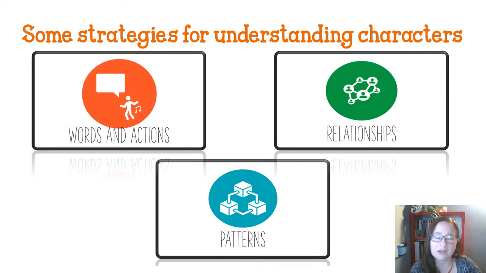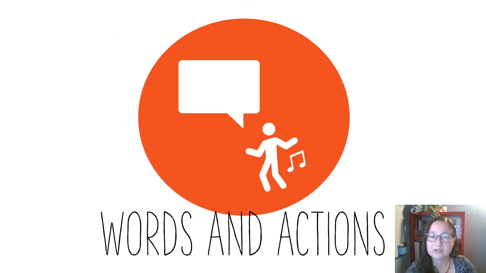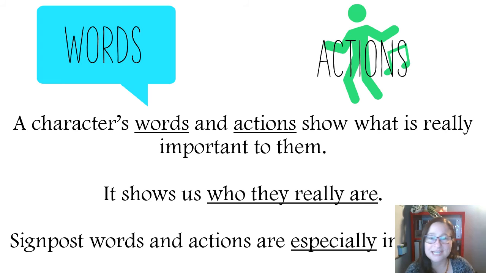So we're going to talk this week about 3 different strategies for understanding characters. We have words and actions, we have relationships, and then we have patterns. These are 3 different ways for looking at the characters. Today, we're going to focus on words and actions. Words and actions show what's really important to them.